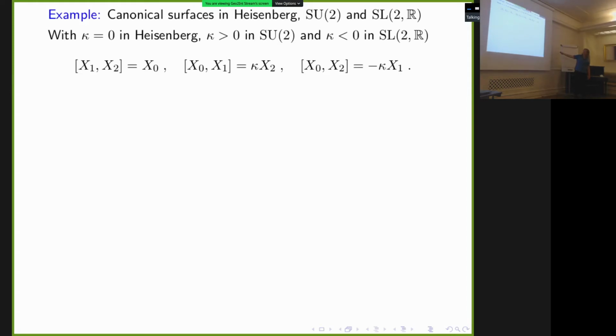So if you now consider the bracket between x0 and x1, you obtain some multiple of x2. In the Heisenberg group, this is just 0. In SU2, this is positive. In SO2R, this is negative. And essentially, for instance, in SU2, if you think in terms of your usual group structure, there are 3 left invariant vector fields. Take any 2 of those, rescale them correctly, and you get the third one out. And then similarly for SO2R, you just have to be a bit careful which of the 2 left invariant vector fields you choose. But you can do the same thing.